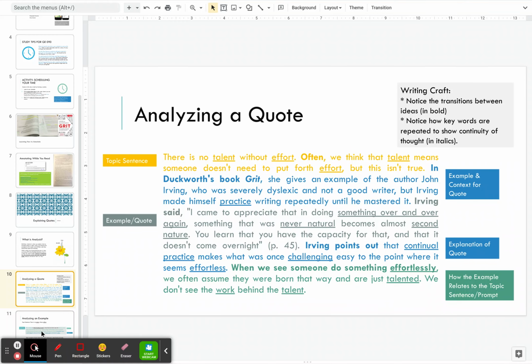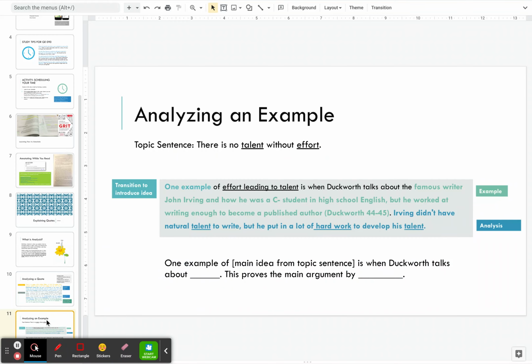All right, so what do you do if you're not exactly quoting, but you're just using an example? You can do pretty much the same thing. We always want to introduce the example that we're going to be using, just like our Oz textbook says in chapter 8. So you would say, one example of effort leading to talent is when Duckworth talks about the famous writer John Irving and how he was a C- student in high school English, but he worked at writing enough to become a published author.